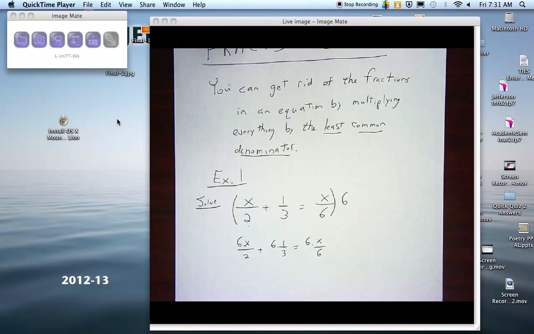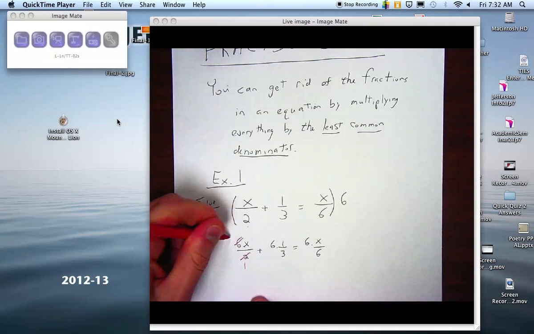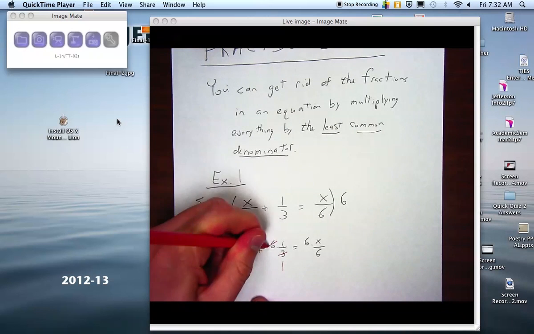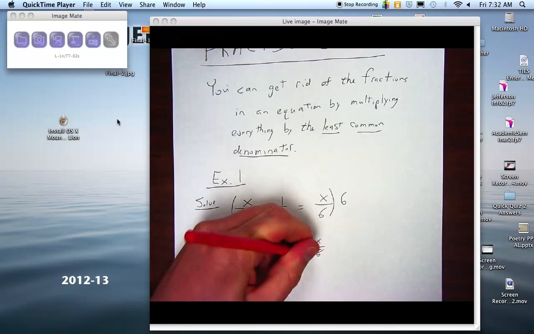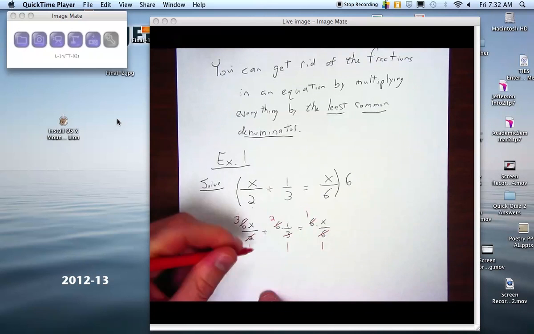And what should happen then is I should be able to cancel out all the denominators. And so this is just sort of like reducing fractions, sort of like we've been working with simplifying rational expressions. So 2 goes into 2 once and into 6 3 times. 3 goes into 3 once and into 6 2 times. 6 goes into 6 once and once. So those cancel out.